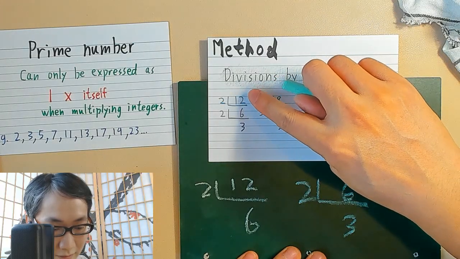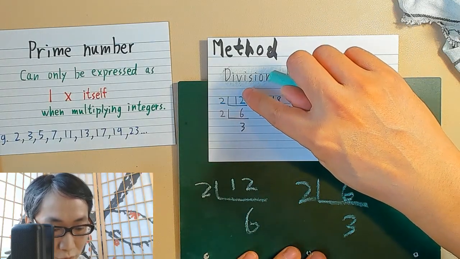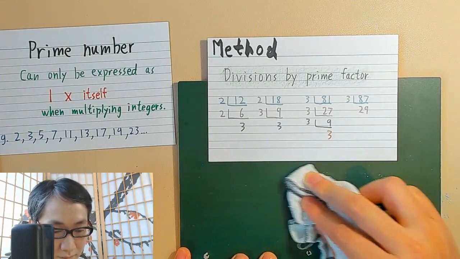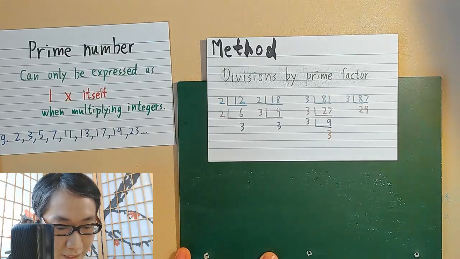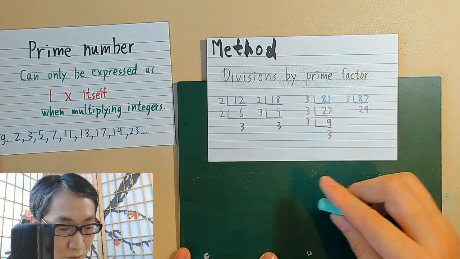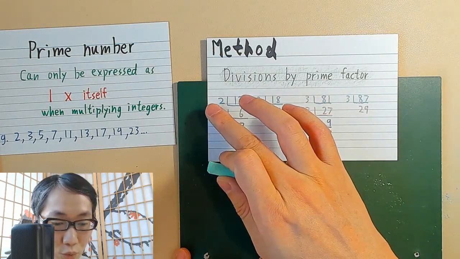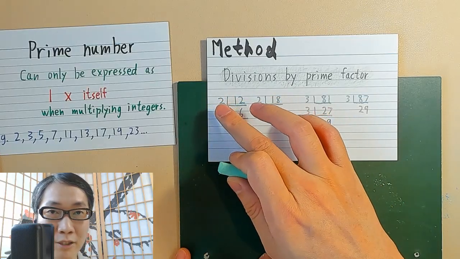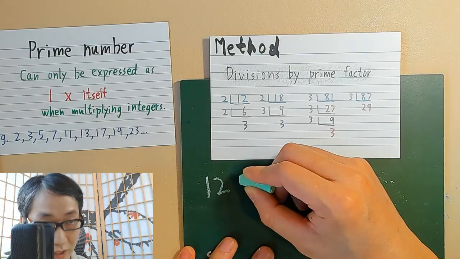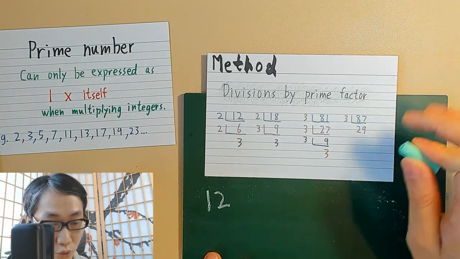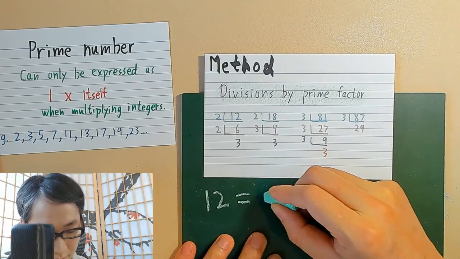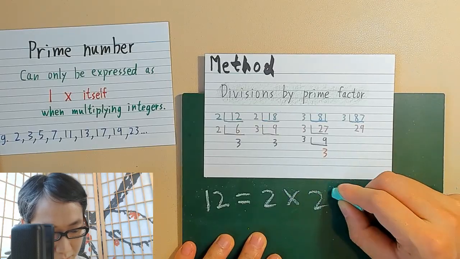When we're doing divisions, we can only use prime numbers. And since we only use numbers that make the number divisible, these are also their factors. 2 is a factor of 12, and 2 is a prime number, so 2 is a prime factor. After doing this, 12 is equal to 2 times 2 times 3.